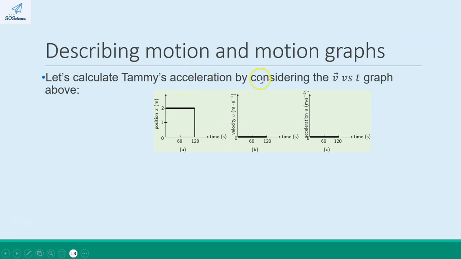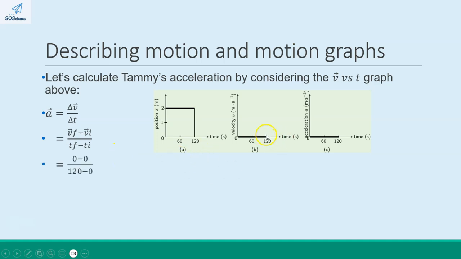Let's calculate Tammy's acceleration by considering the v versus t graph. Now again, the gradient of a v versus t graph will give us the value of the acceleration. So we say that acceleration, which is the gradient, m, is equal to delta v over delta t, which is the same as delta y, because velocity is on the y-axis, over delta t, because time is on the x-axis. Change in anything is final minus initial. So that is equal to Vf minus Vi over Tf minus Ti.